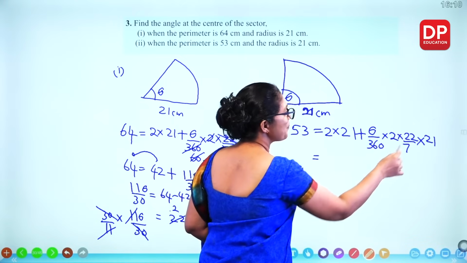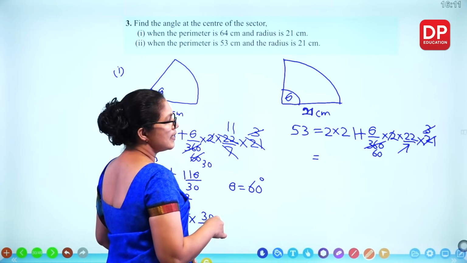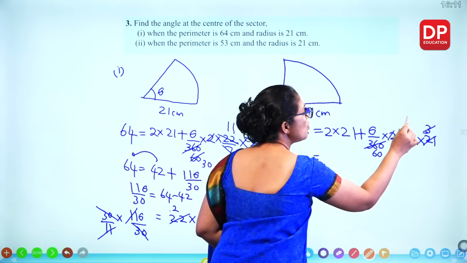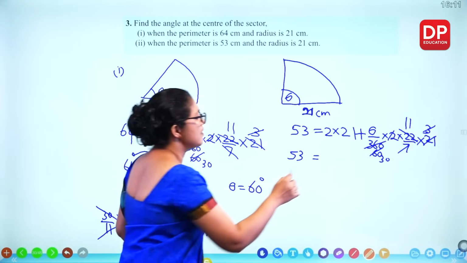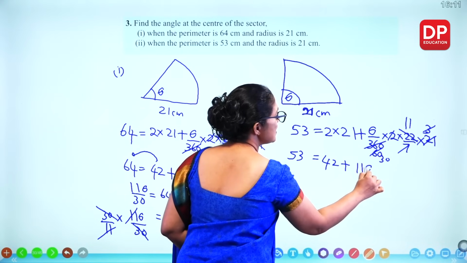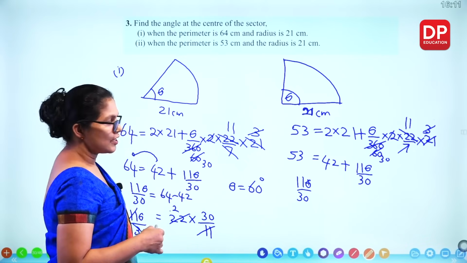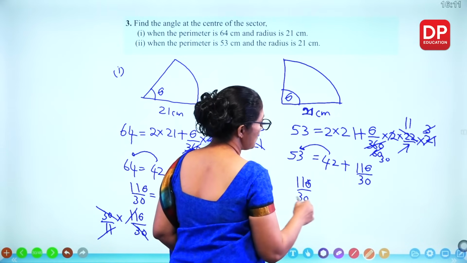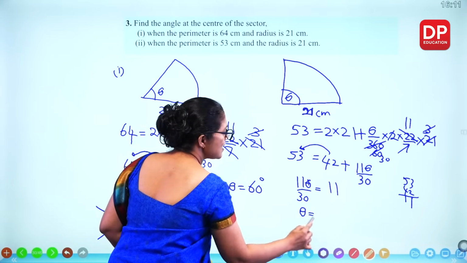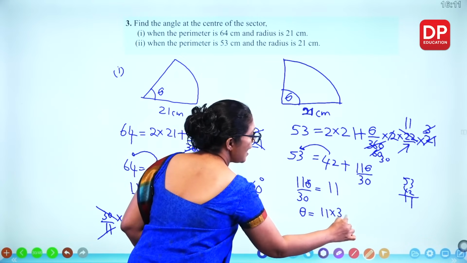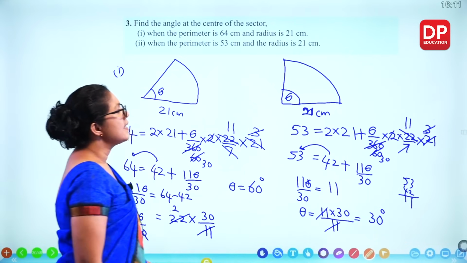Pi is 22 over 7 and radius 21. Now try to simplify this part. 7 times 3 is 21. 3 times 2 is 6. And this divided by 6, you get 60. I can also simplify by dividing by 2, giving 11 and 30. So what's remaining: 53 equals 2 times 21, 42, plus 11 theta over 30. How do we find 11 theta over 30? I can subtract 42 from 53, and I'm getting 11. So what is theta? Theta is equal to multiplying by 30 and dividing by 11. So 11 gets cancelled out and the angle here is 30 degrees.